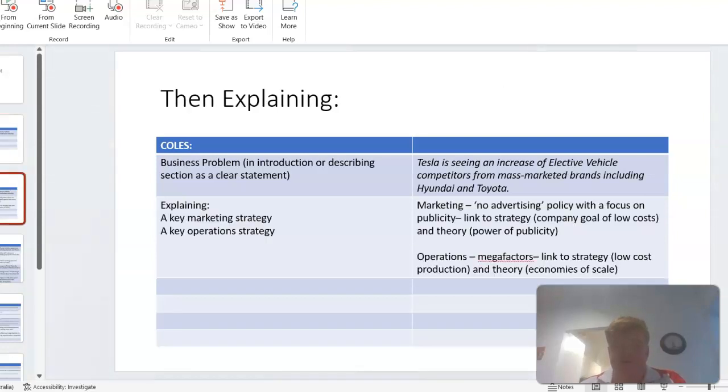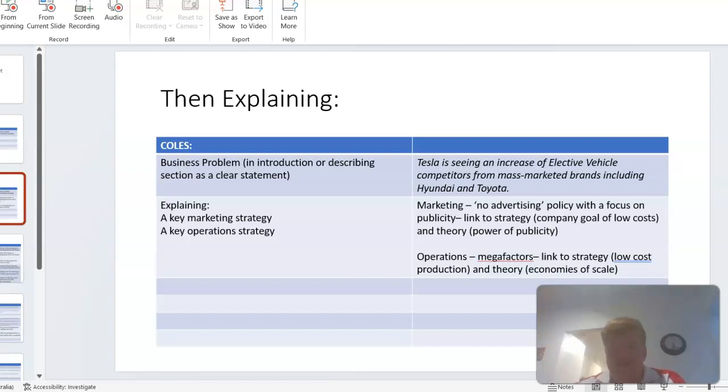The next part then is we're going to have the explaining. So we've had the business problem either in the introduction or the describing, and now we look at explaining. And we're going to explain a key marketing strategy and a key operations strategy that the companies are undertaking, and think about why it's strategic. Why is it working towards the long-term goals of the company? This could be any range of things. We've talked a lot about, in marketing, for example, customer relationship marketing. We've talked about the idea of rewards programs.